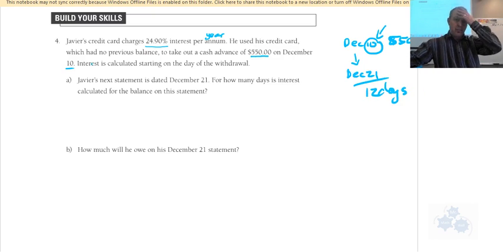12 days. All right. So for how many days? 12 days. I'm going to use a different pen. 12 days.